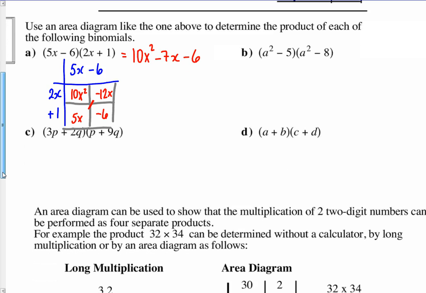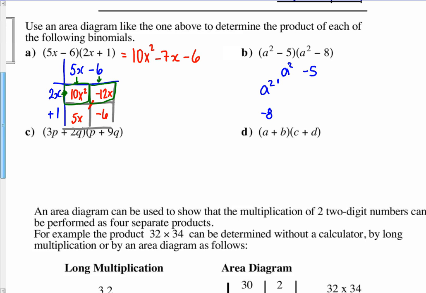Okay, so to get this 10x squared, right, we're multiplying the 5x and the 2x. To get the negative 12x, then we're multiplying the negative 6 and the 2. Okay, let's try another one. See, could you draw algebra tiles with B? No, we couldn't actually draw that. We couldn't have it for multiplication. So this is where the multiplication using a grid is a lot better.